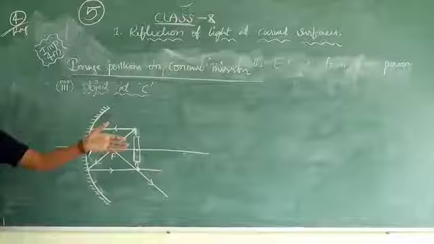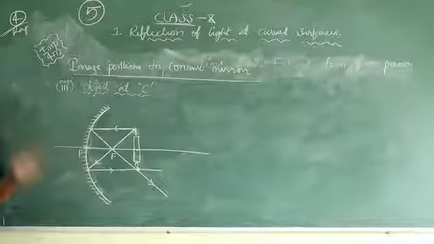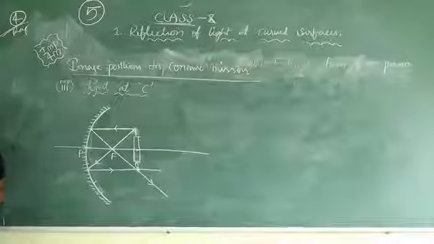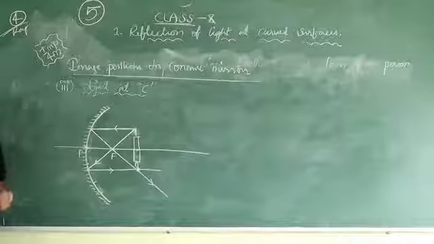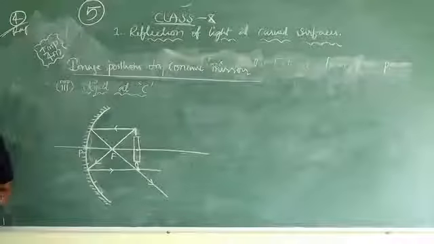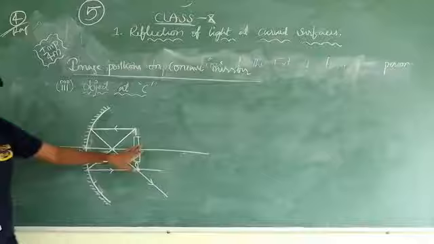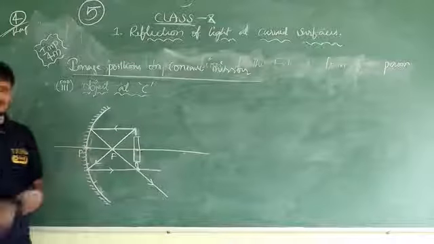Where are you placing the object? At C I am placing. What is the image position? At C only. Placing on C and coming on C only. Even the ray diagram is very easy for this instance. If the incident ray is passing from C, it comes back from C only. C is a very easy position and an easy ray diagram to understand. So if you place an object on the center of curvature, the image forms on the center of curvature.